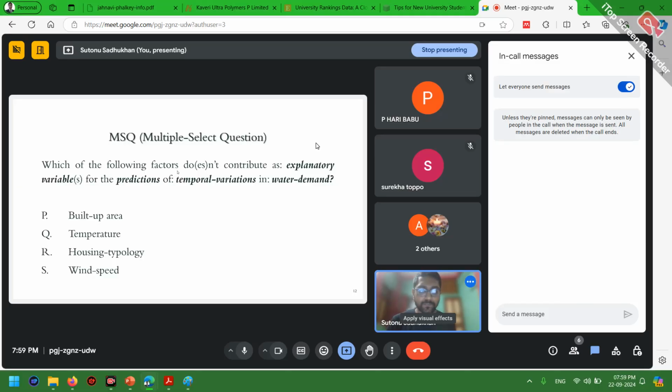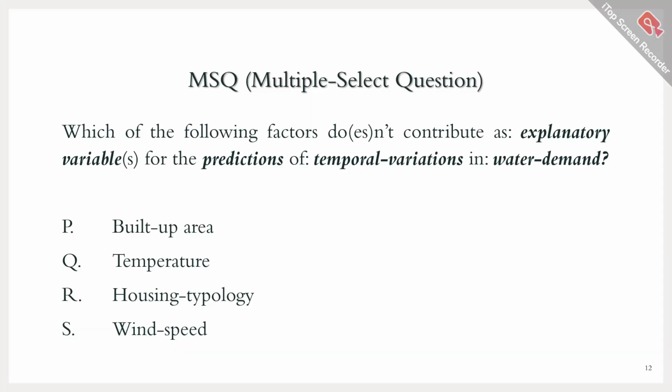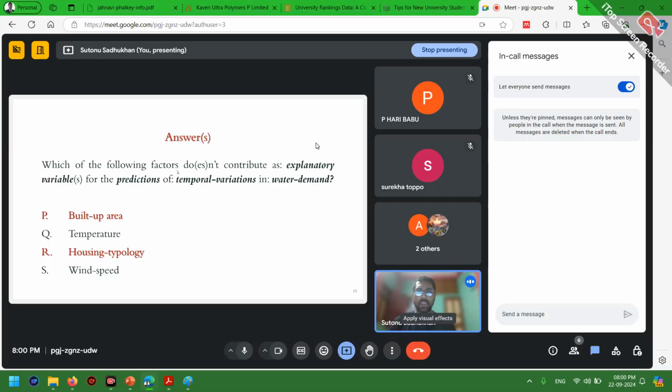Anyone? Okay, I'll proceed with the solution. So the built-up area and the housing topology, options P and R, are the two options that do not contribute as explanatory variables for prediction of the temporal variations in water demand.